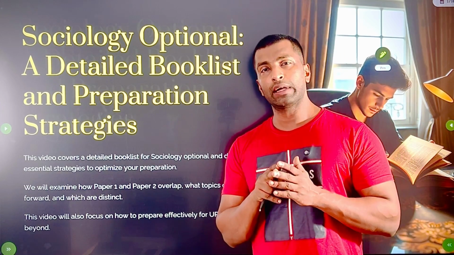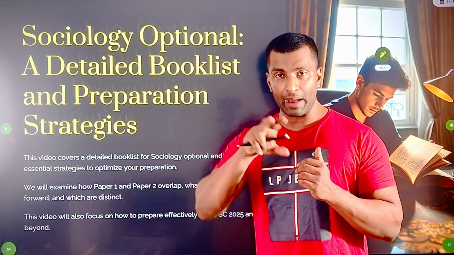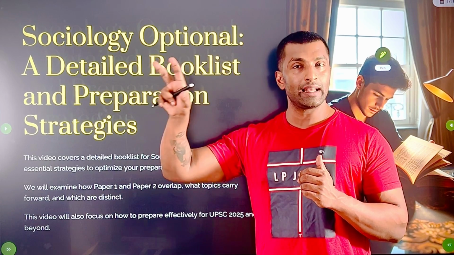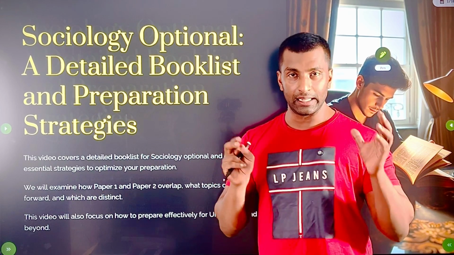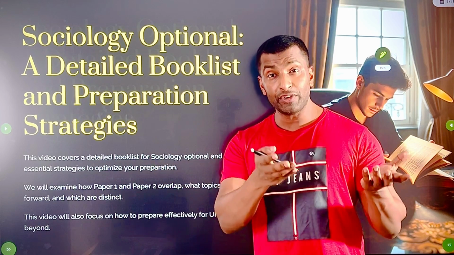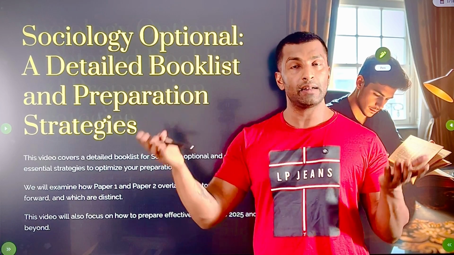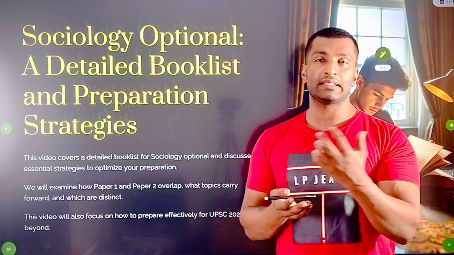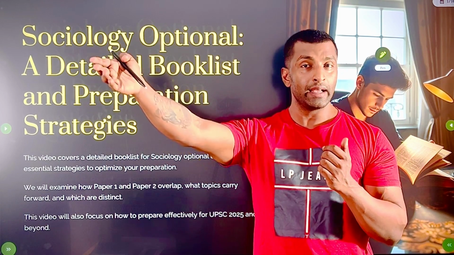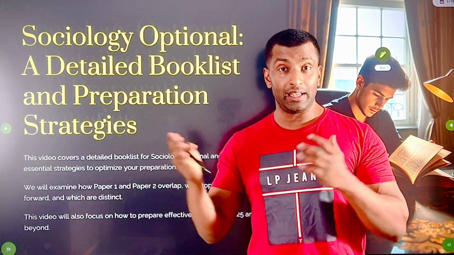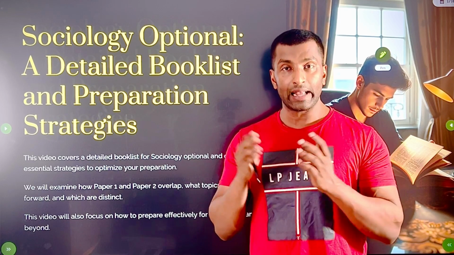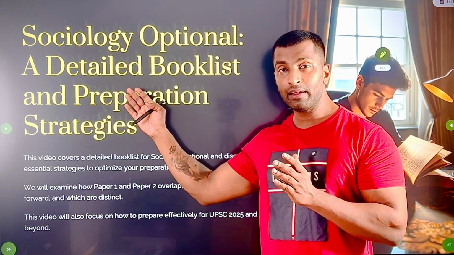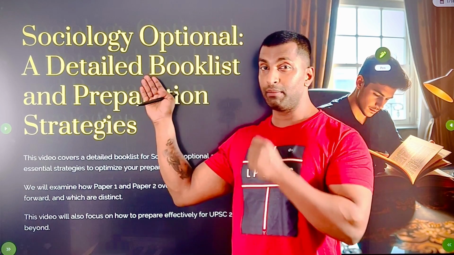For example, family is there in paper 1 and paper 2. Social change, it is there in paper 1 and paper 2. Politics and society, paper 1 and paper 2. Some topics in stratification are also there in both papers. Some of the perspectives from thinkers, for example Emile Durkheim, you can compare with M.N. Srinivas, and A.R. Desai and Karl Marx. So like that, we will be looking at the overlap and how we can prepare.